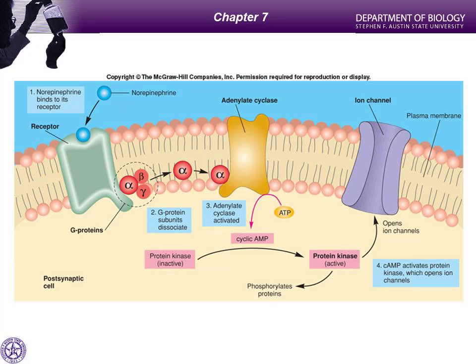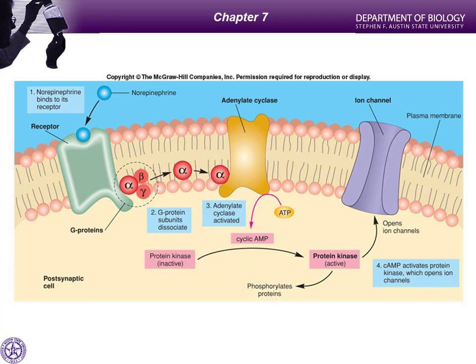Remember, protein kinases add phosphate groups? This protein kinase is going to add a phosphate group to, here is our ion channel, and that is what's going to regulate. It's not a direct G protein signaling to the ion channel, but the G proteins activate the production of cyclic AMP. And it's the cyclic AMP that's important in activating the ion channels.